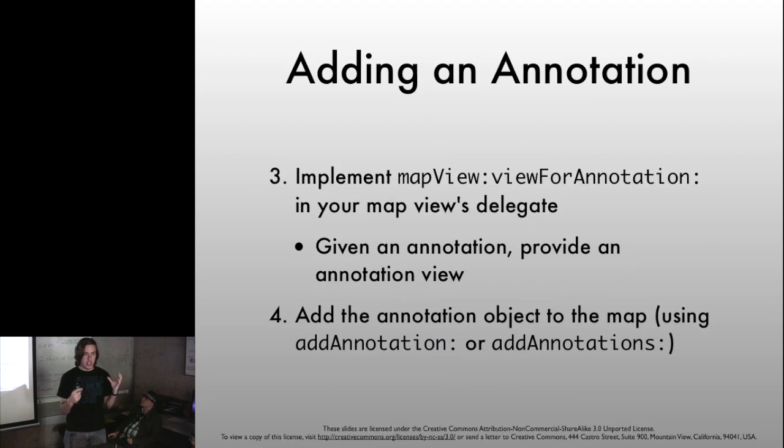Okay, once you have a definition of your annotation class and your annotation view, there's a MapView delegate method, mapView viewForAnnotation, where the idea is, given an annotation, return an annotation view that goes with it. You define that method, and then to actually put things on the map, you create a bunch of annotation objects and call addAnnotation or addAnnotations on the map, and those get added to the map view. And as the map view needs to be redrawn, it calls viewForAnnotation on every one of those annotations.